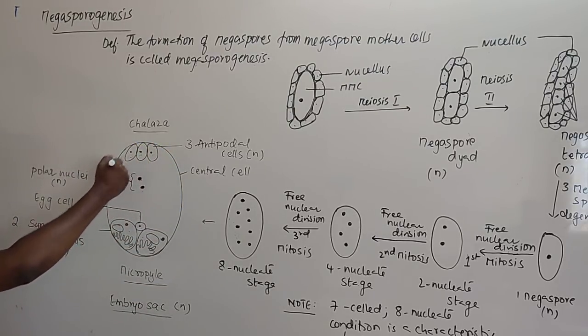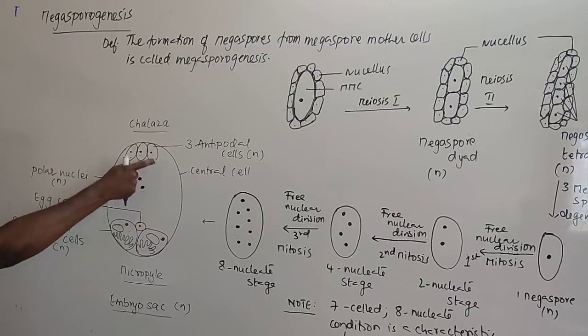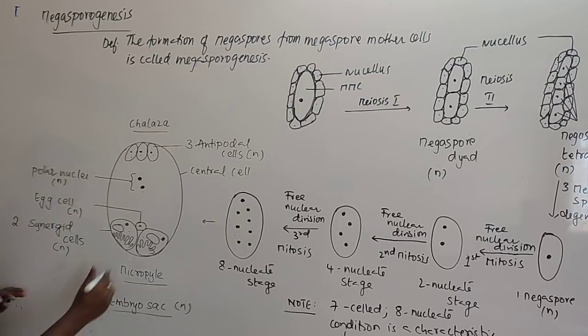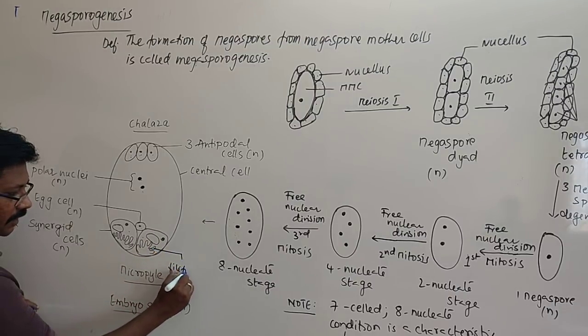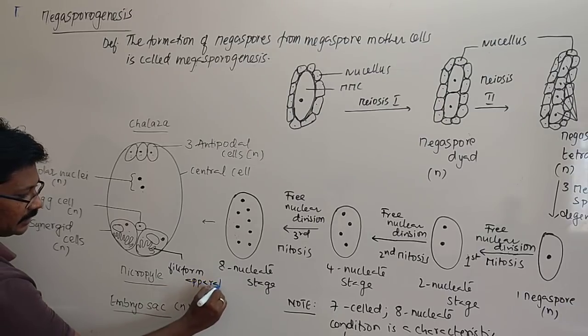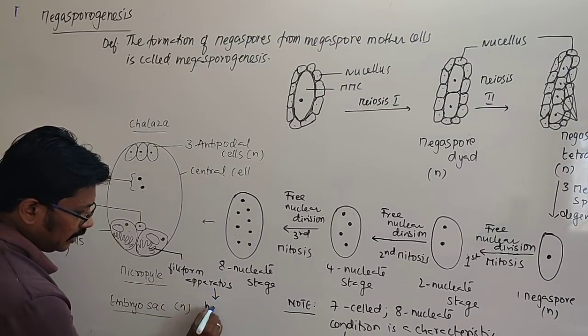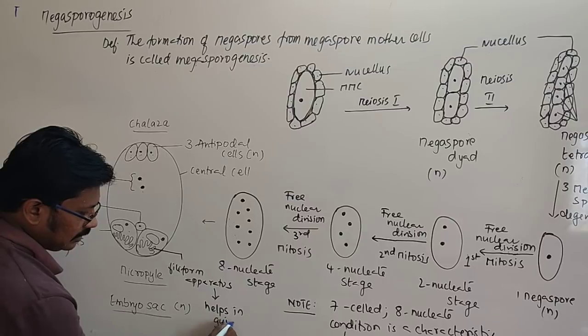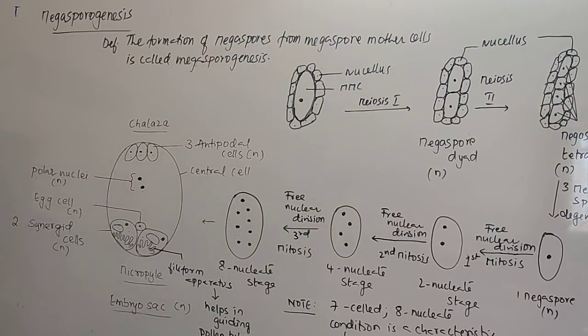The largest cell is the central cell. Embedded inside the central cell you find 3 antipodals with their cell walls. All of them are haploid in condition, and the synergid cells are also haploid in condition, including the egg cell. Inside the synergid cells we find finger-like projections, special structures, and I call them the filiform apparatus. This filiform apparatus helps in guiding the pollen tube.